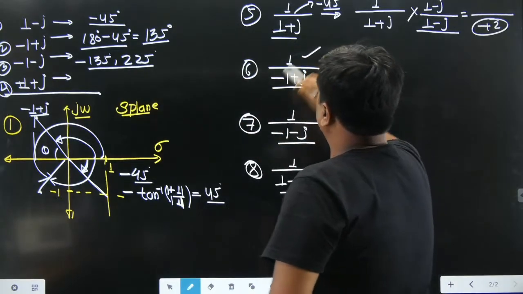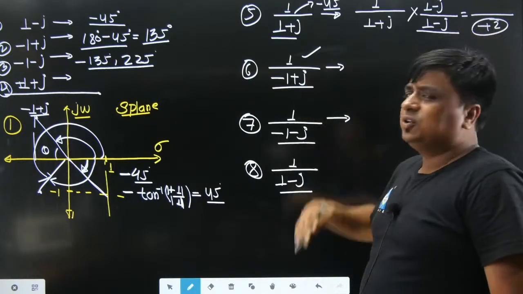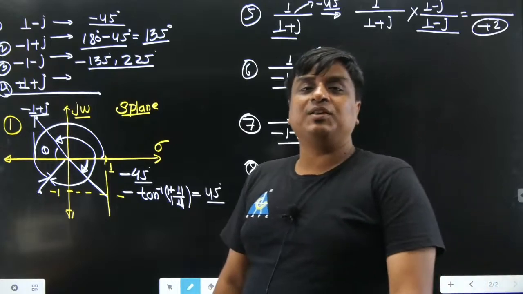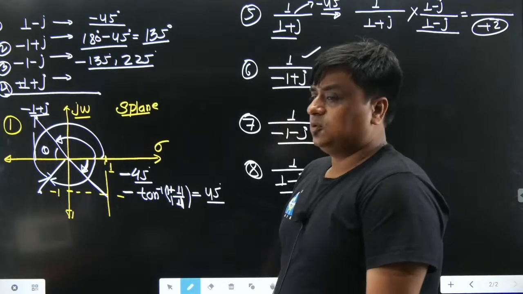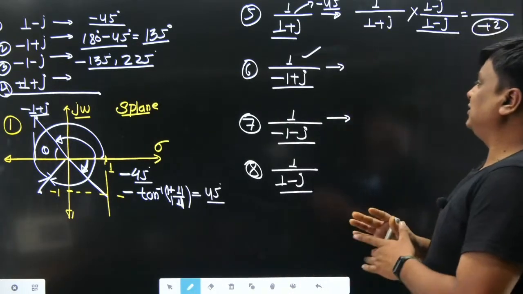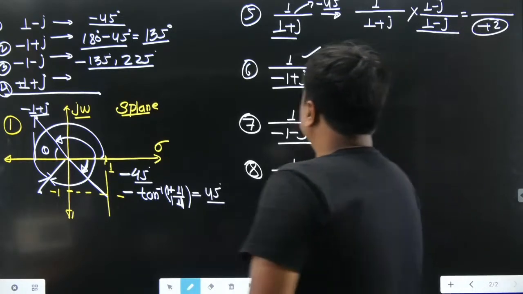In the same sequence, if we focus on question number 6, the magnitude offered by this system is 1 upon root of minus 1 raised to the power of 2 plus 1 raised to the power of 2. Put together it is going to be 1 upon root 2. I am not focusing on its magnitude, let me focus on its phase. How much phase would be provided by this system? Tell me.